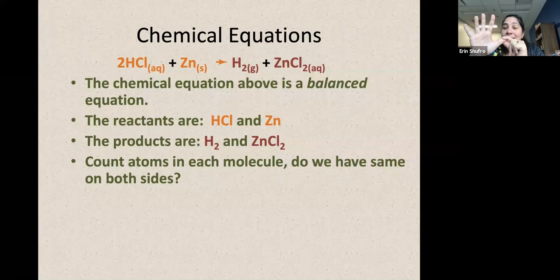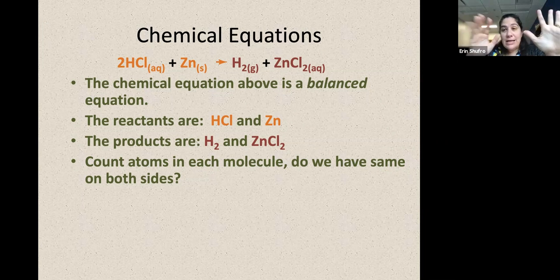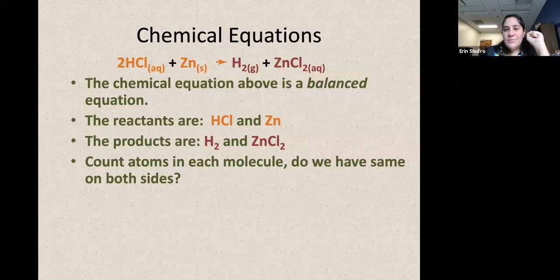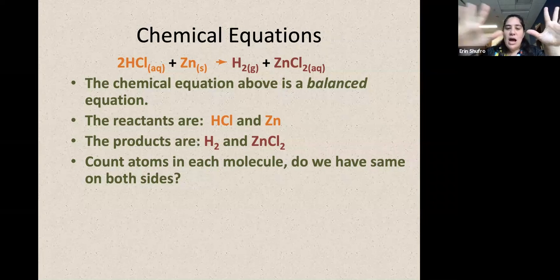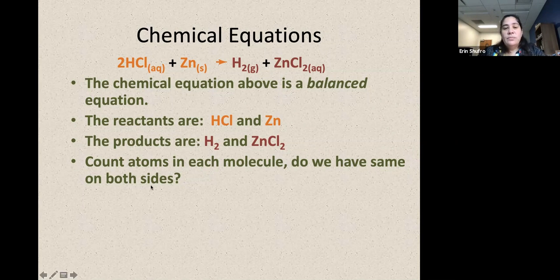Okay, now let's look at the right-hand side. We want to ensure that we have 5 atoms on the right-hand side. So if you have 5 on the left, you better have 5 on the right. So let's take a look. We have this little subscript 2 down here, which indicates that we have 2 hydrogens. My coefficient is an imaginary 1, so I only have 1 of those. So 2 hydrogens plus 1 zinc plus 2 chlorines. That gives me 5 atoms on the left, 5 atoms on the right. So that's a good start to indicating that our chemical equation is balanced.